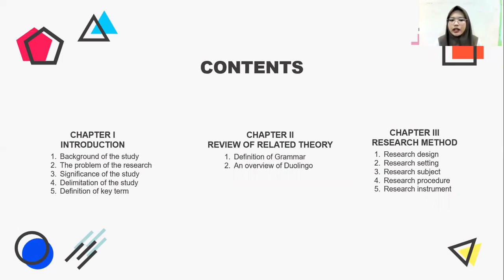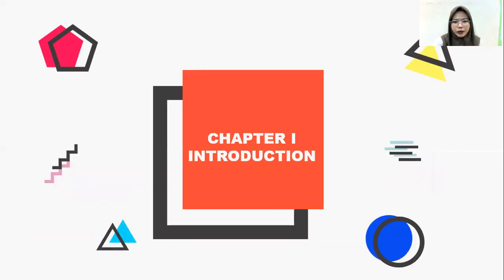Chapter 2, review of related theory. First, definition of grammar. And the last, an overview of Duolingo. And chapter 3, research method. There are 5 points here. First, research design. Second, research setting. Third, research subject. Fourth, research procedure. And last, research instrument. Let's move to chapter 1, introduction.